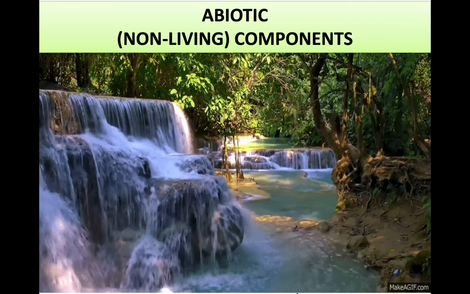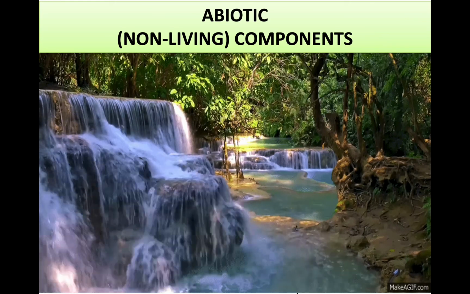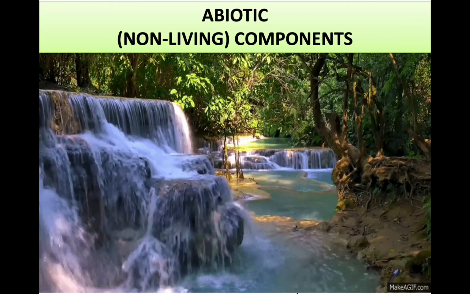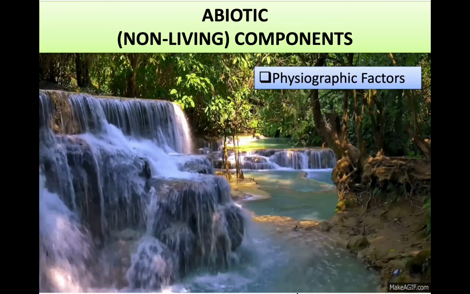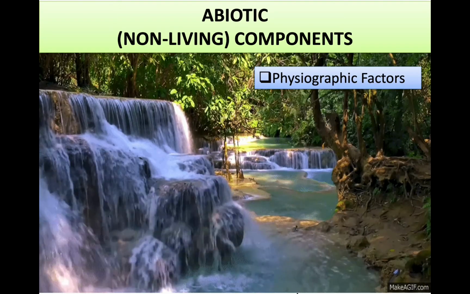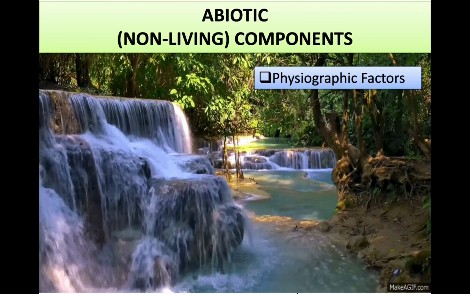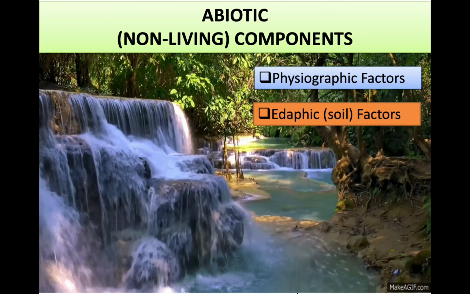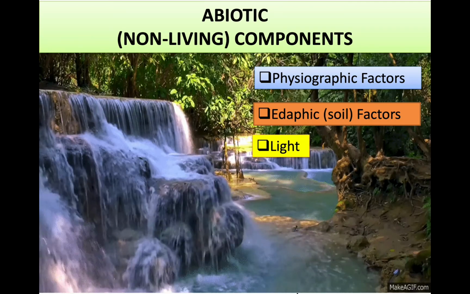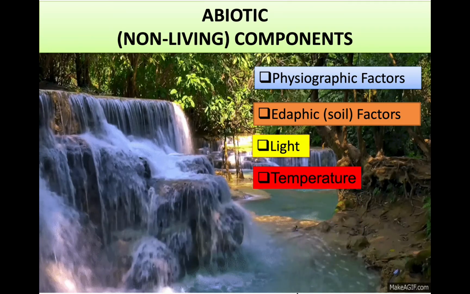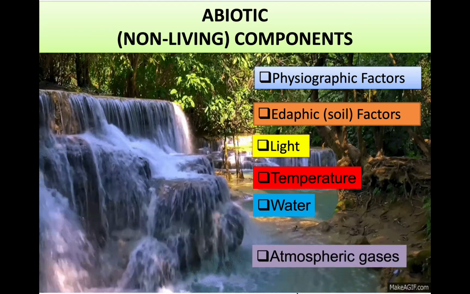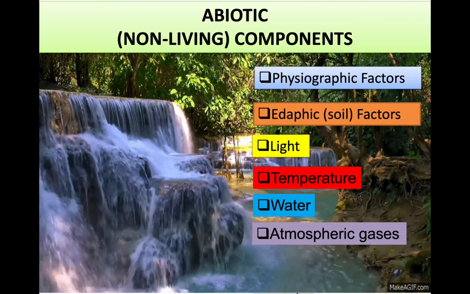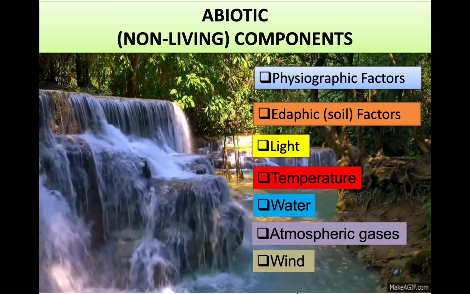So far, all of our videos have covered the following abiotic components. We have looked at the physiographic factors, the geographical factors. We have looked at the edaphic or soil factors. We have looked at light, temperature, water, atmospheric gases, and wind.